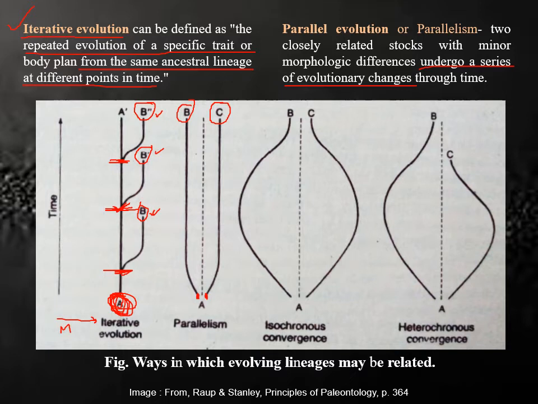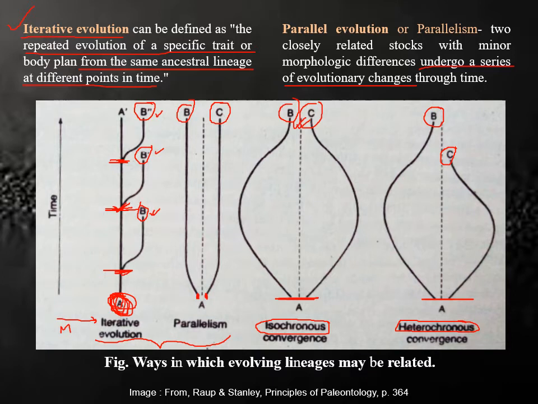Now, these are two different ways of evolutionary convergence. Now, evolutionary convergence can be isochronous, that means convergence of characters can be observed at the same time, as you can see from this point, two different species moving in these directions with time and producing B and C at the same time. So this is isochronous, and they are showing evolutionary convergence. And the other type is heterochronous convergence, where from this point, two different species move and show character convergence, but at different times. So if evolutionary convergence happens at the same time, then it is isochronous convergence. If it happens at different times, then it is heterochronous convergence.